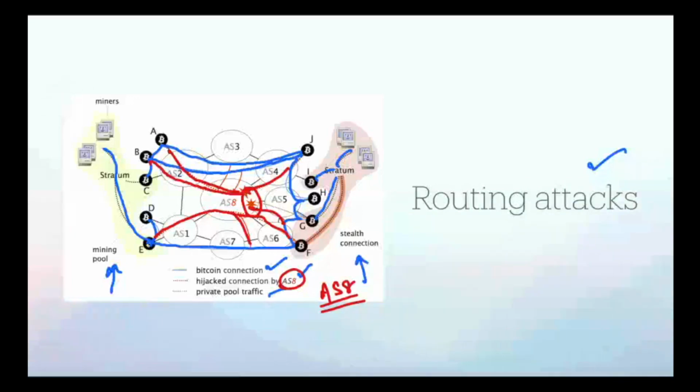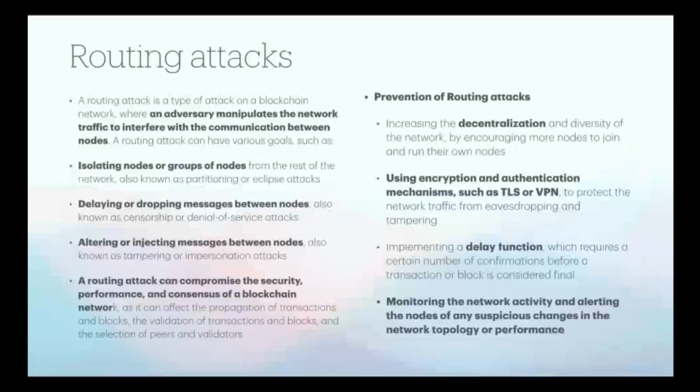So that means whatever goes from one mining pool to the Ethereum or whatever the network, it is hacked by an in-between node called AS8, which we call a routing attack. So by controlling the routing itself, they are able to attack the complete system. So now let us look into it.